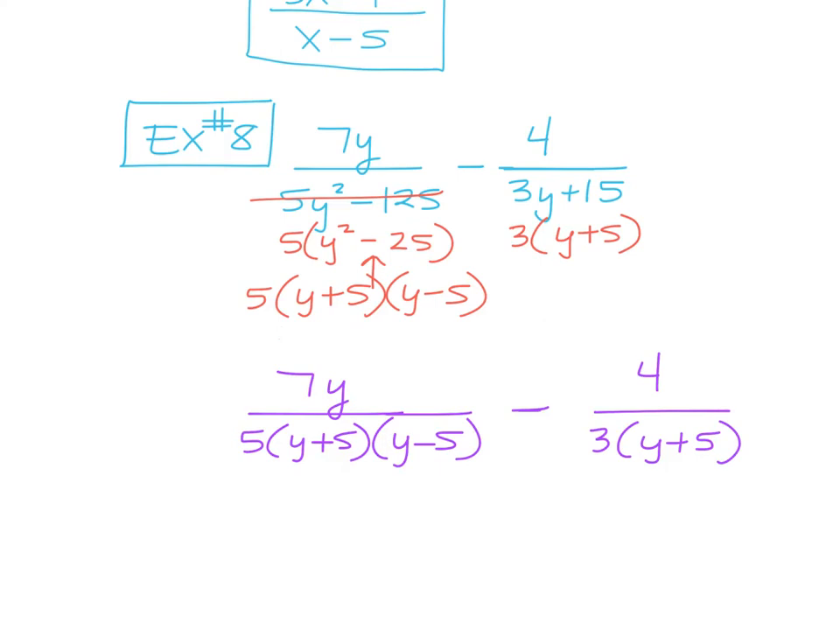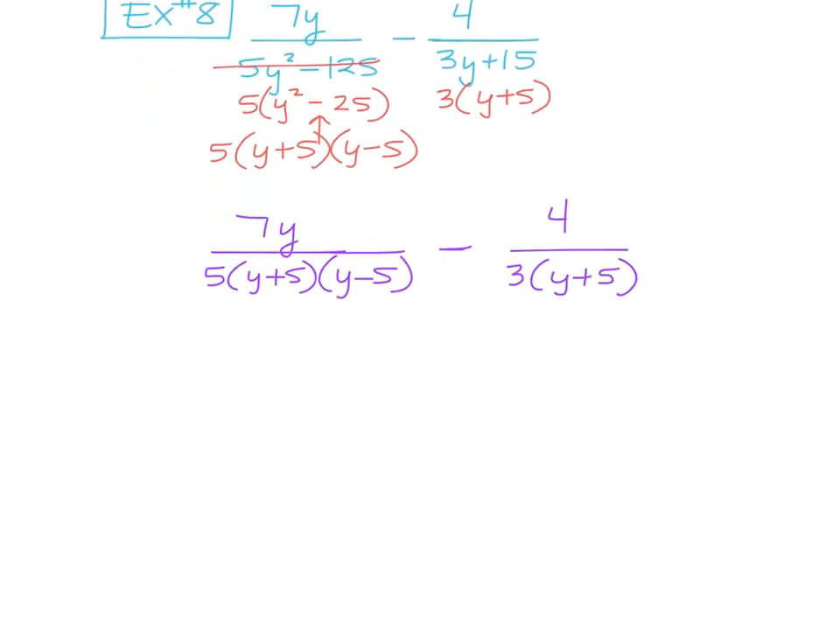Find a common denominator. What's your common denominator going to be? Right, it's going to be 15, because you have the 5 and you have the 3, so we're just going to multiply those two together. And then you have the y plus 5 and the y minus 5. So we are going to multiply the whole left side by what? 3 over 3. Good. The 3 is the only thing missing in the denominator. So on top, you get 21y. On bottom, you get 15 times y plus 5 times y minus 5.